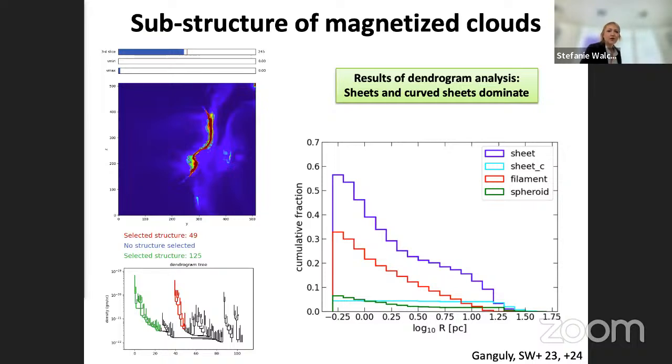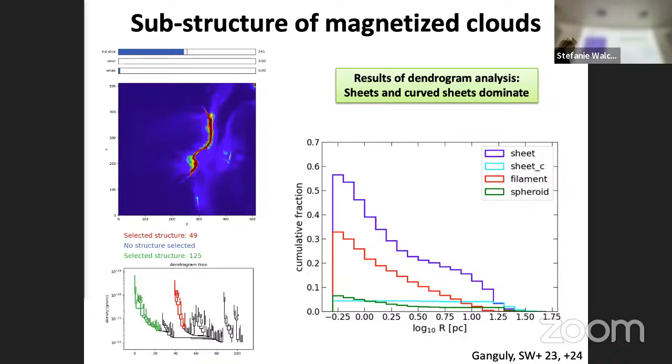Okay, so now I want to talk a little bit about the substructure of magnetized clouds. And what we do here is that we take these clouds, which we simulated, and we analyze them with a dendrogram. So we do dendrograms in 3D. And a dendrogram basically cuts at different density levels. So it gives you density thresholds displayed on the y-axis. And then you will find connected structures in space. And these are then structures which are connected in this kind of dendrogram tree.